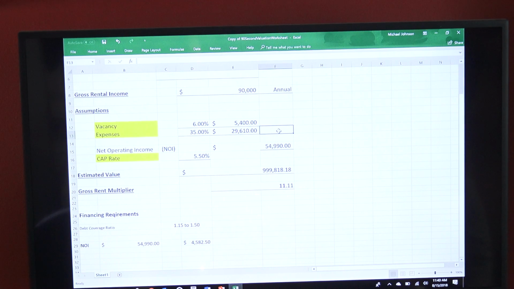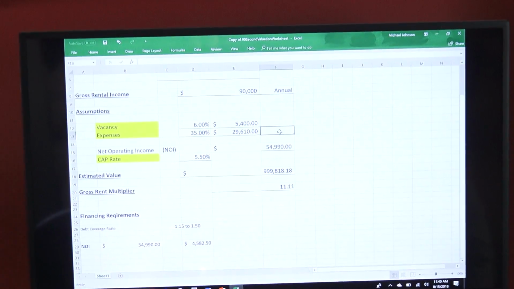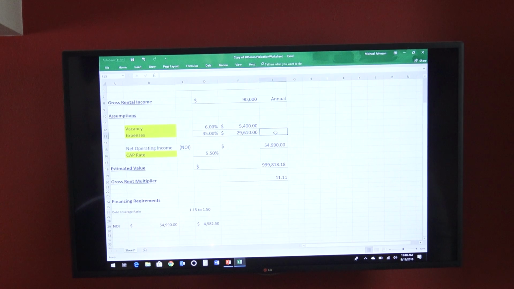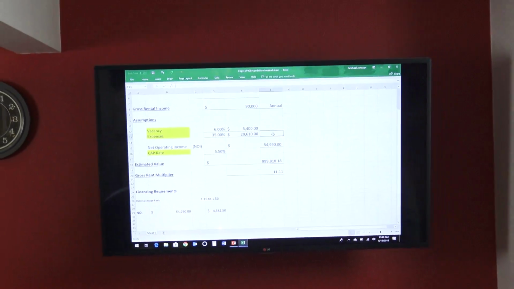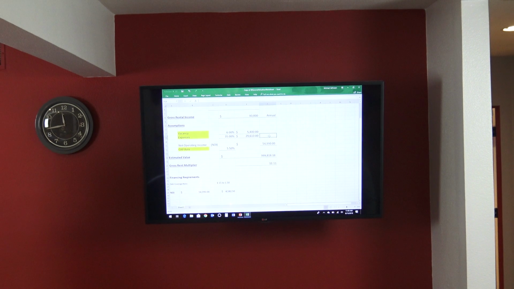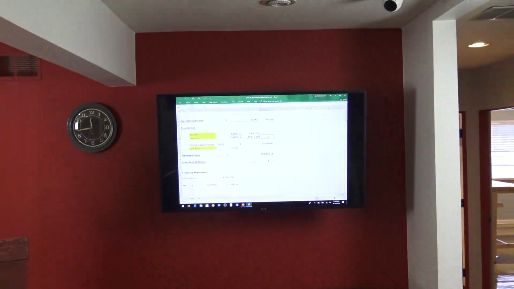And the setup sheet, if it's the actual tax return, the income reported has already taken care of the vacancy, because they didn't collect the rent. You don't collect rent on vacancy, so you can use the hard number off of a tax return, okay?